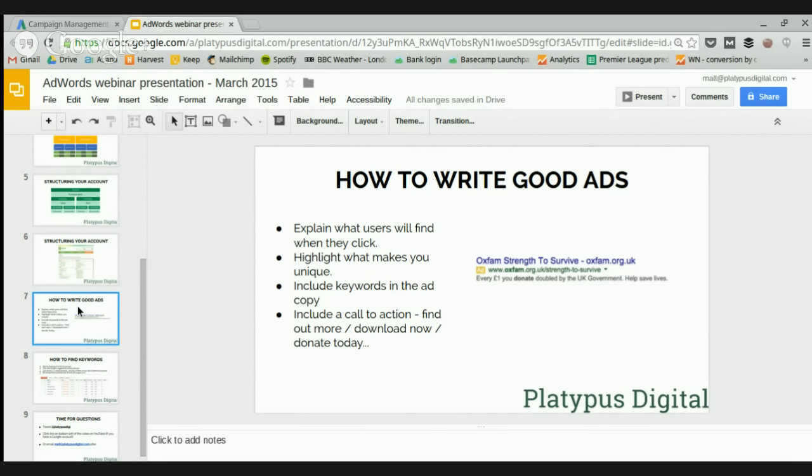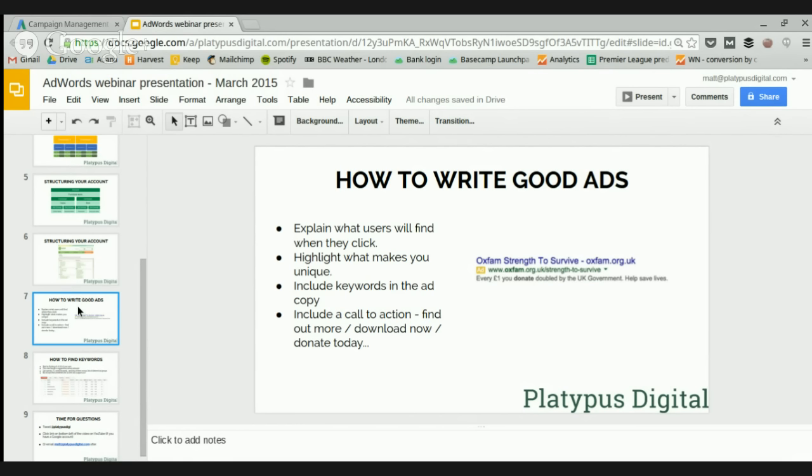Highlight what makes you unique. There's an example here on the right-hand side, which is an Oxfam AdWords ad, that says Oxfam strength to survive, oxfam.org.uk, and their text says, every £1 you donate doubled by the UK government. So that's a real, unique selling point that Oxfam have there. There's going to be lots of other charities who can't claim that they're going to have their donations doubled by the UK government, but Oxfam can make that claim, so they make sure they include it in their ad copy to stand out from the other organisations who are appearing for the donate keyword.